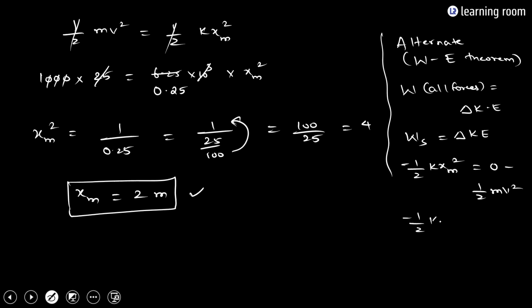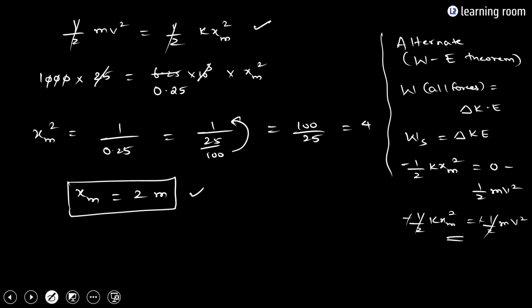So minus half k xm square is equal to minus half mv square. Half and half are gone, minus and minus are also gone. If you observe, you are going to get the same expression as we wrote in the previous case. So they both are the same.